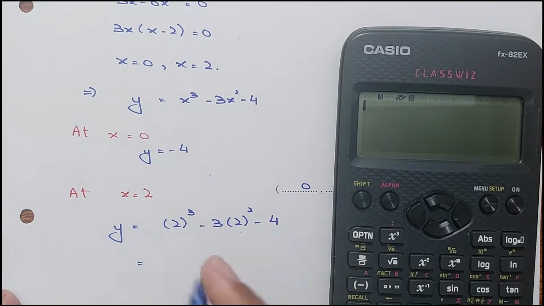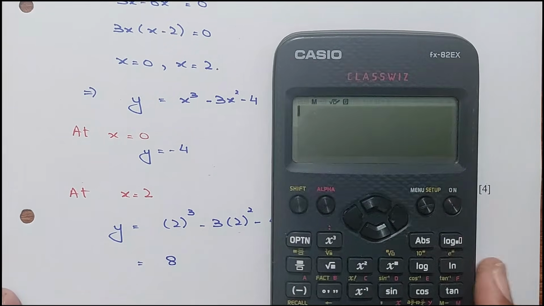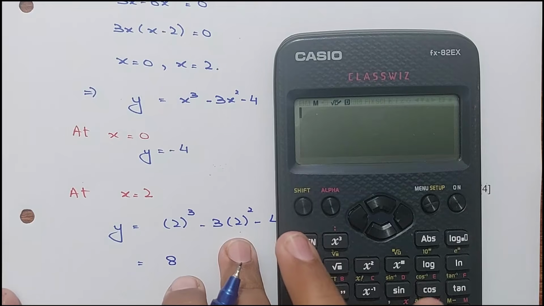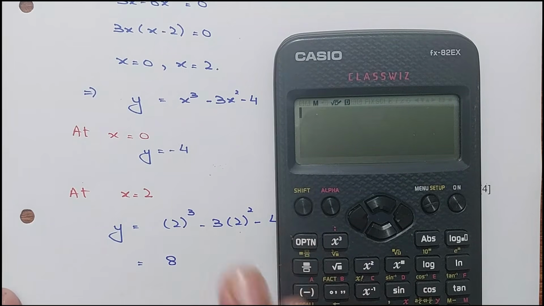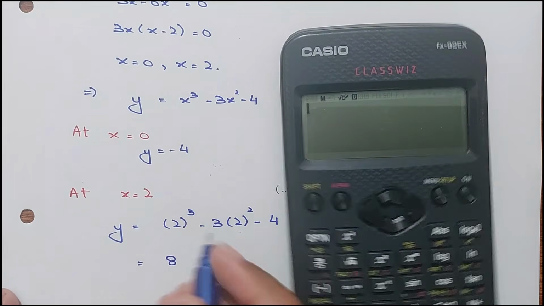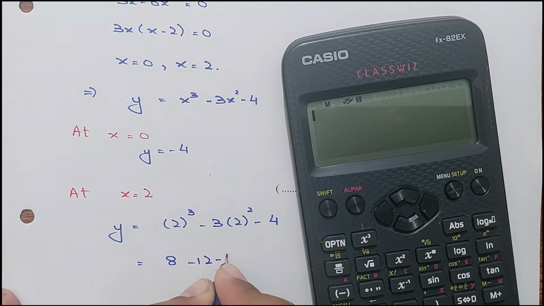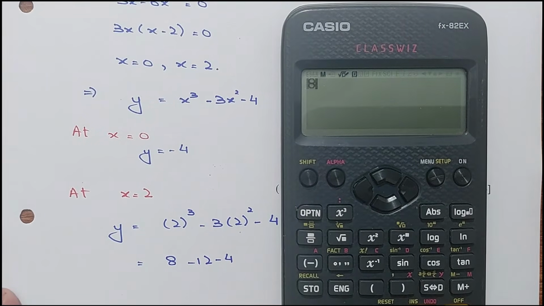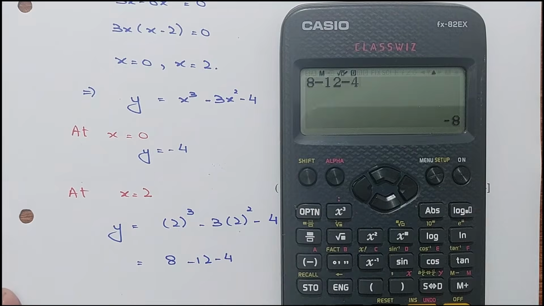Okay, so 2 cube is 8. 2 square is 4, and 4 times 3 is 12, negative 12, negative 4. 8 minus 12 minus 4 is minus 8.